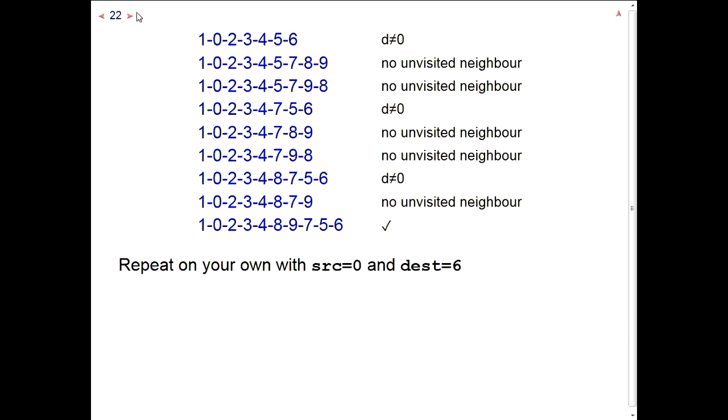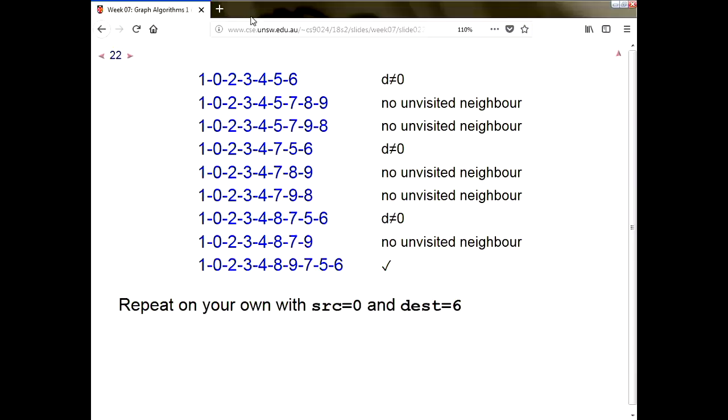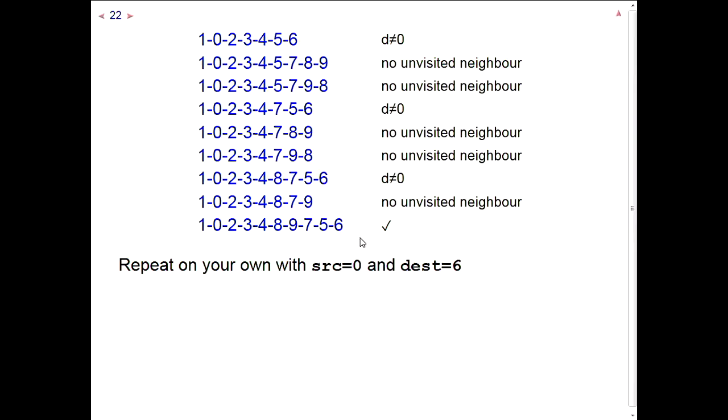This is the answer. We have looked at all these possibilities, and we have seen that in some cases we haven't reached 0, and in other cases we have had no unvisited neighbor. A nice little exercise for you might be to try that with the source node 0 and the destination, and see if you can find a Hamiltonian path there. You can look at the graph and see if you can find one, and if you can't find one, you can try the algorithm and see if it does find one.